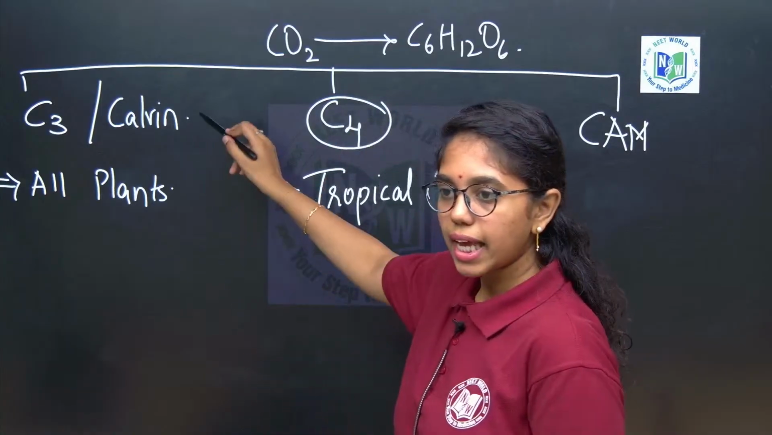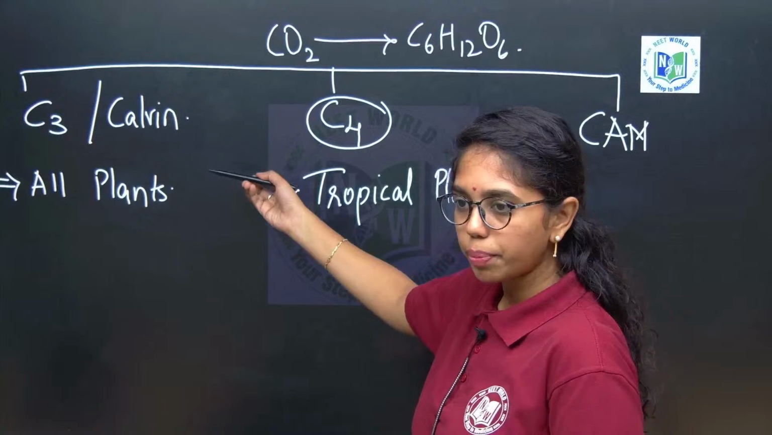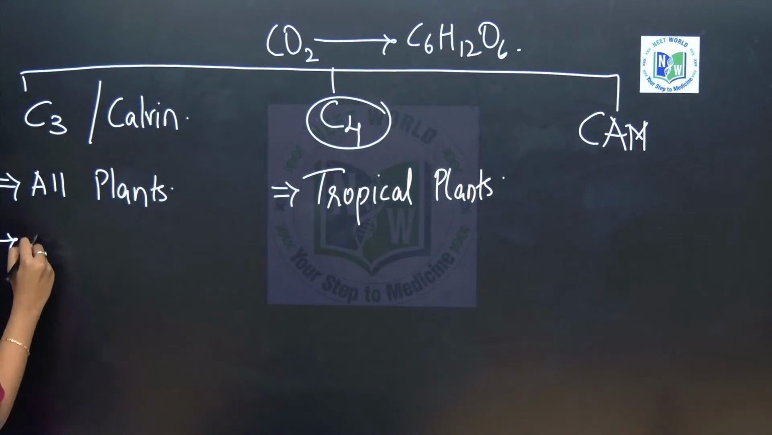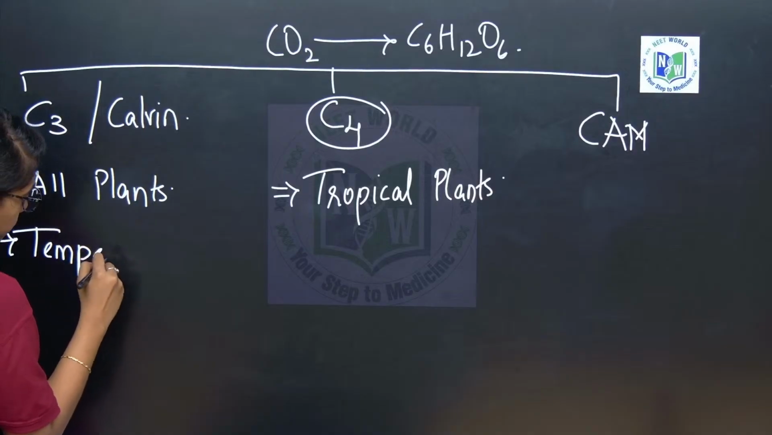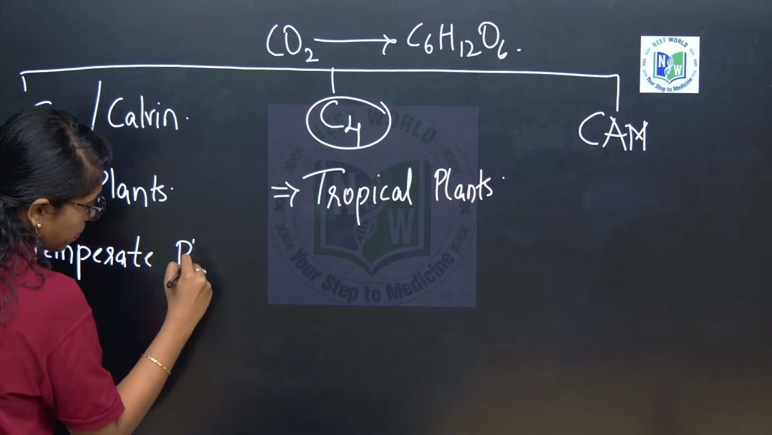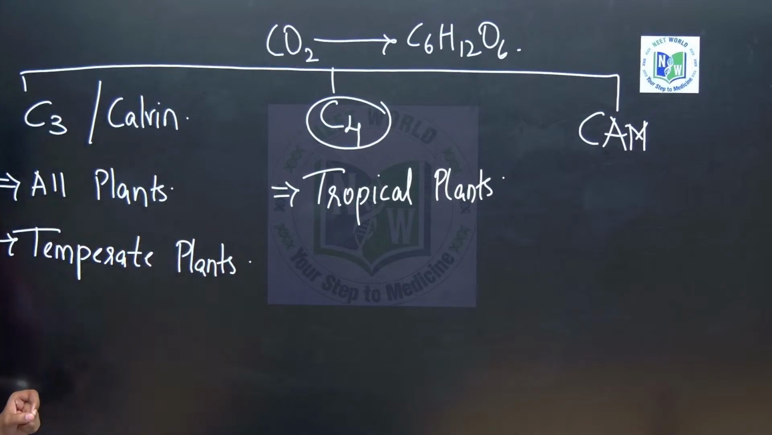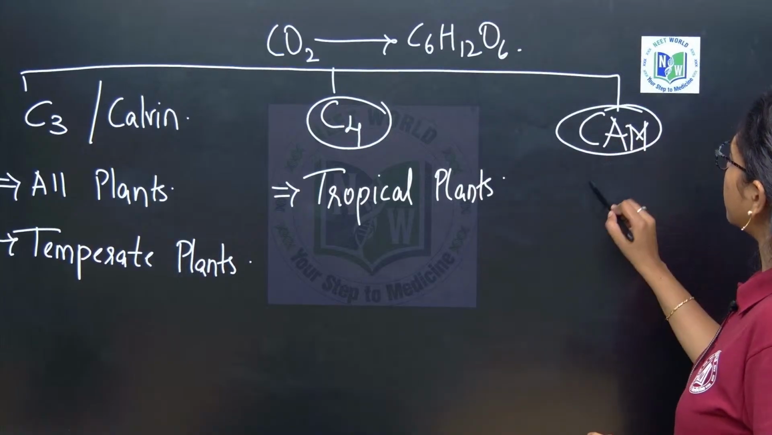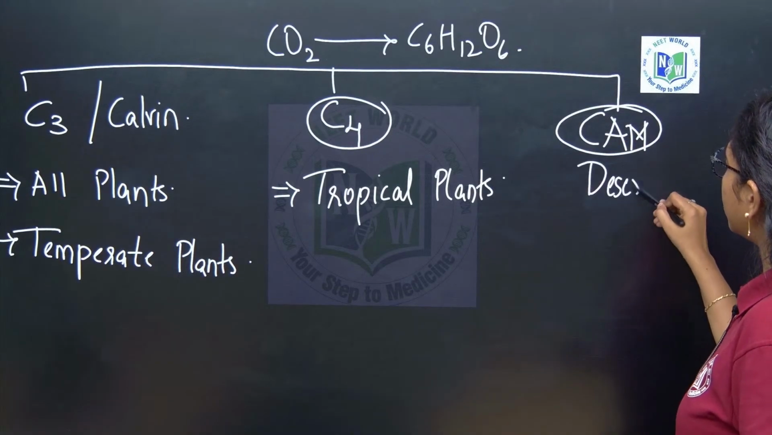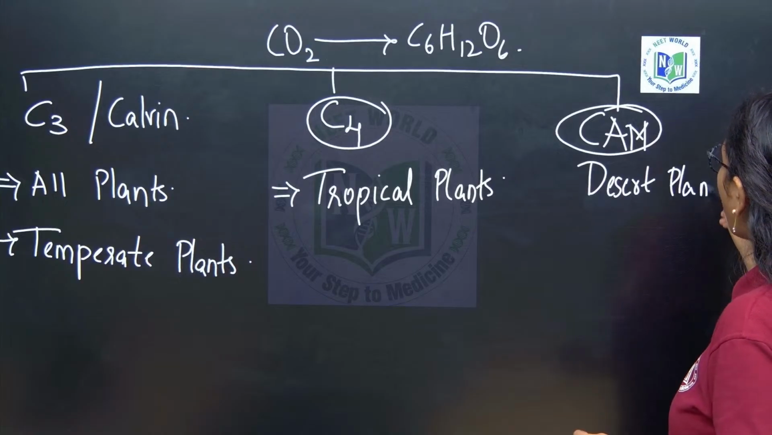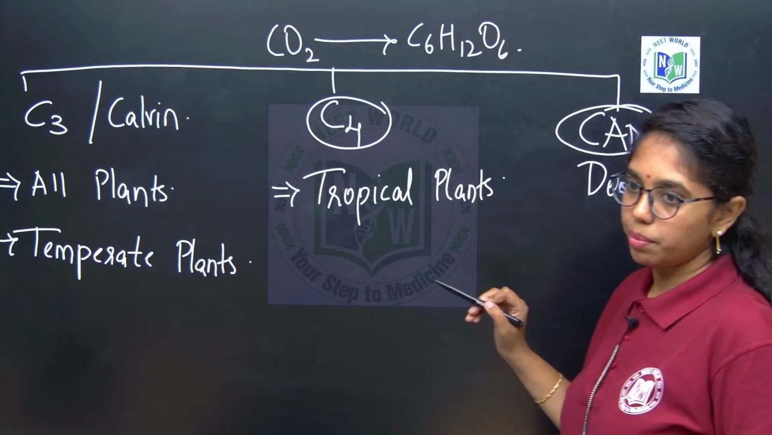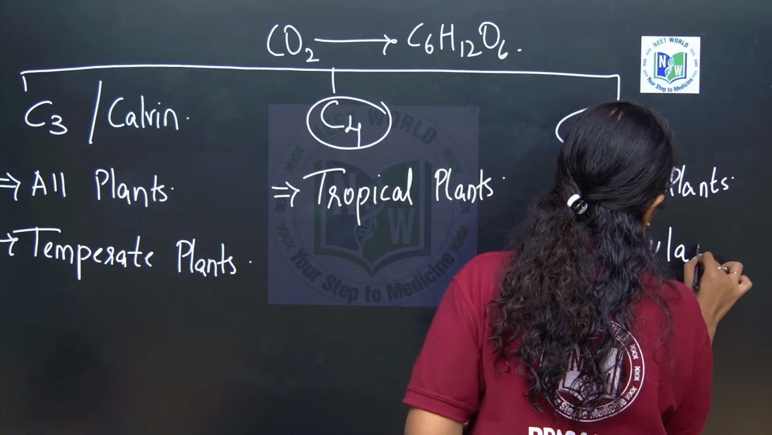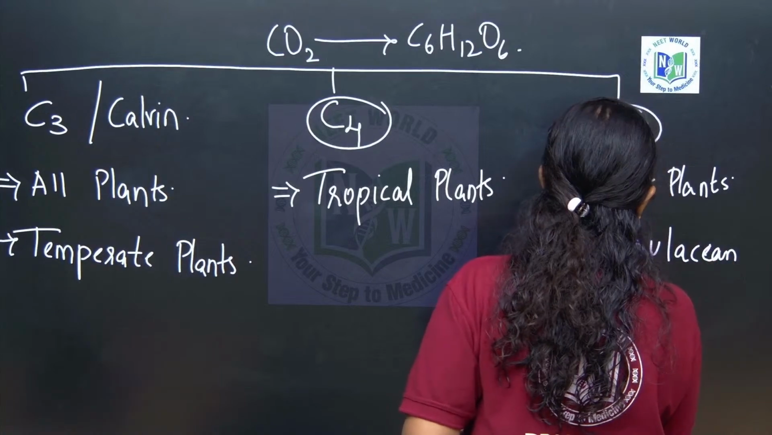C3 cycle occurs in all the plants, and most of the plants that conduct only the C3 cycle are temperate plants. Clear? And the CAM cycle will be seen in the desert plants, or you can also call them Crassulacean family members. CAM cycle is observed in the Crassulacean family members.